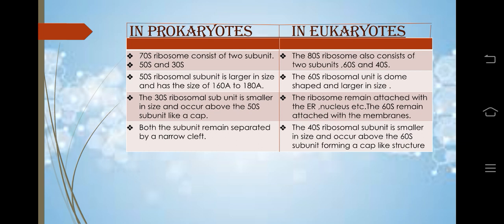The 50S ribosomal subunit is larger in size, about 160 to 180 angstroms. The 60S ribosomal subunit is dome-shaped and larger in size. The 30S ribosomal subunit is smaller in size and occurs above the 50S subunit like a cap. The ribosome remains attached with the ER, nucleus, etc. The 60S remains attached with the membrane. Both subunits remain separated by a narrow cleft. The 40S ribosomal subunit is smaller in size and occurs above the 60S subunit, forming a cap-like structure.